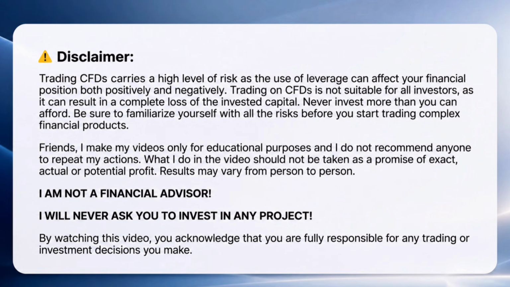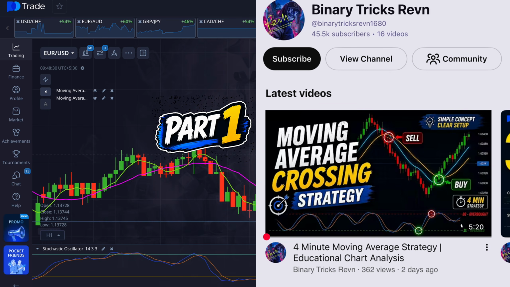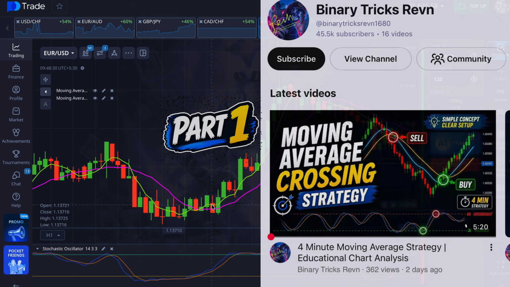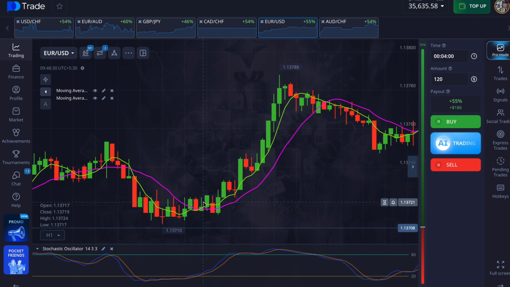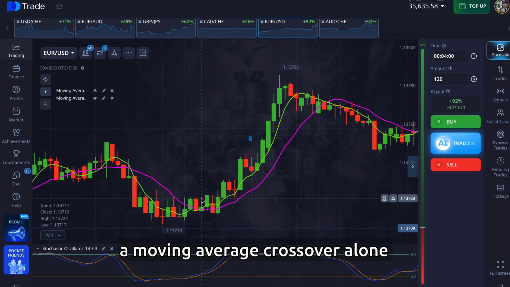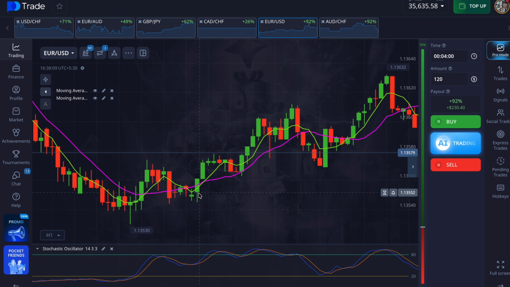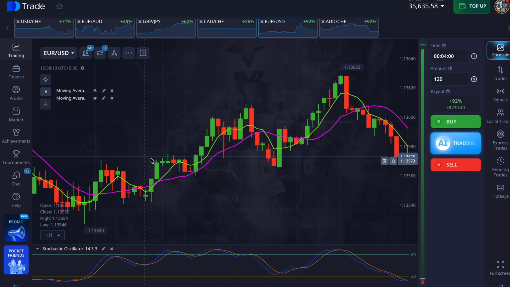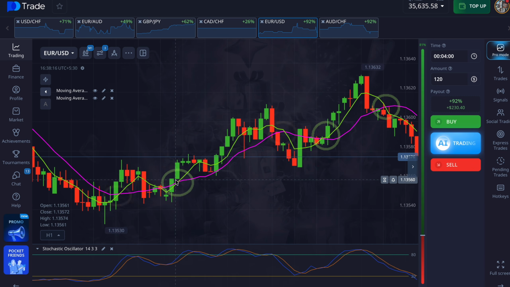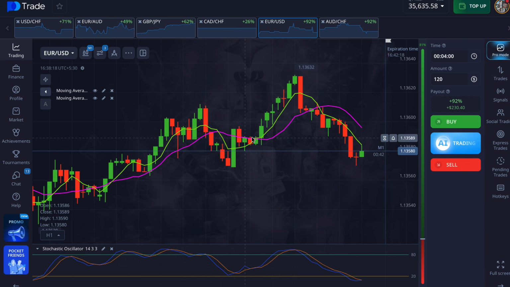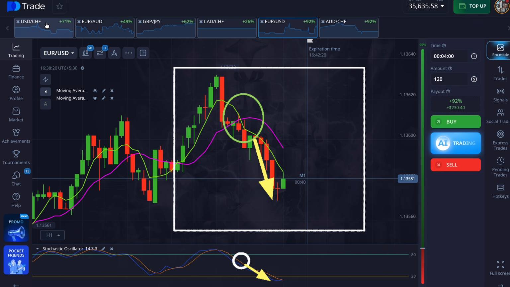In the previous video, we explained the basic concept of the moving average crossing strategy and looked at a few real chart examples. However, a moving average crossover alone does not always indicate a strong setup. In this video, we'll show you how to identify fake crossovers, understand the difference between strong and weak crossovers, and look for better setups using proper confirmation.